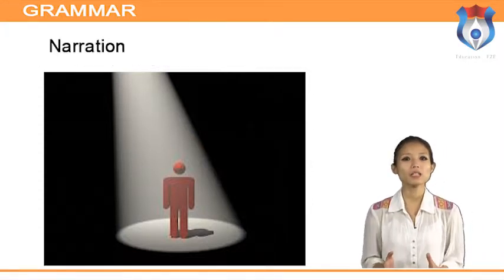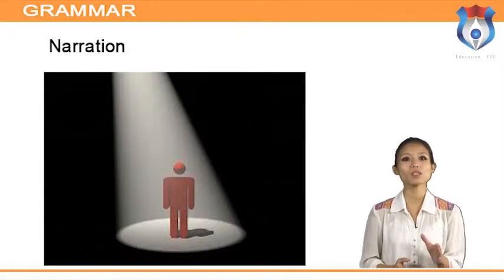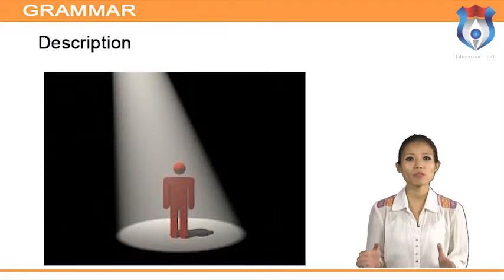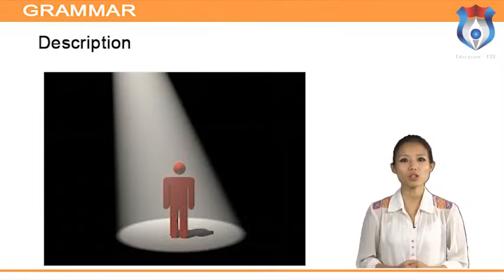Narration. This pattern tells a story, so it uses transition of time and space and also uses sensory words to develop ideas. Description. It uses vivid sensory words and transition of space to give sense impression of a scene.